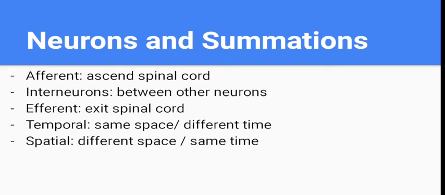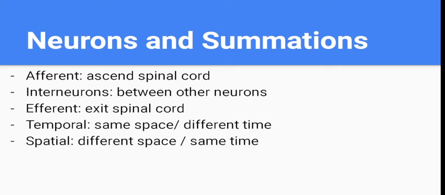This is probably pretty high yield. Knowing what everything does is important because they could ask you questions like, where is this neuron going? Here's a picture, or here's a passage. What's this neuron doing? Why is it going up that way? What's exiting? What are these summations? This is important stuff, so pay attention.